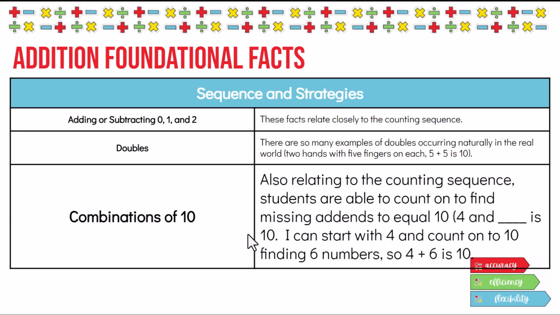Another addition foundational fact group is the combinations of 10. These are also related to the counting sequence. Students are able to count on to find the missing addends that are equal to 10. For example, 4 and what number is 10? I can start with 4 and I can count on to 10, finding 6 numbers. So 4 and 6 is the same as 10.